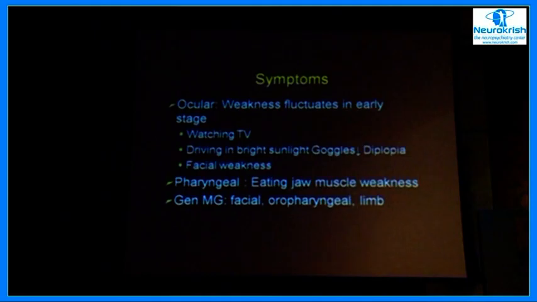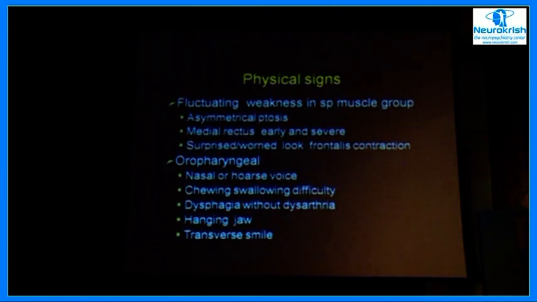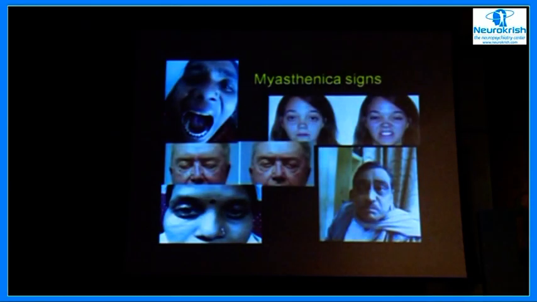The pharyngeal weakness may result in difficulty in eating, and generalized myasthenia gravis results in facial, oropharyngeal and limb weakness. Physical signs are again fluctuating weakness in specific muscle groups. There may be asymmetrical ptosis, there may be medial rectus palsy in the early stage. There may be a surprised look, which I'll show you, and then there may be nasal speech, chewing and swallowing difficulty, dysphagia without dysarthria, hanging jaw, and a transverse smile.